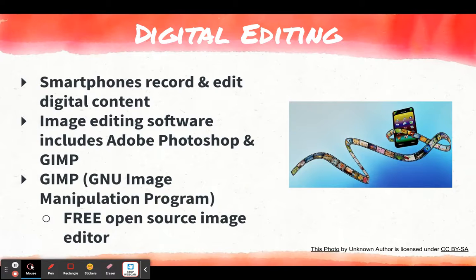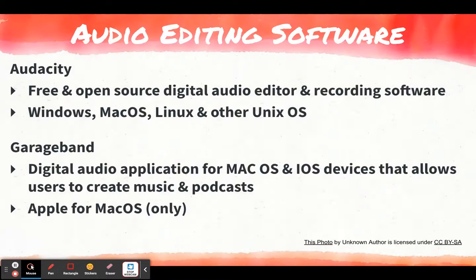You can also do it on smartphones. You can record on smartphones and edit the digital content, but it's a little tough because it's such a small screen. So we have some types of editing software. Adobe Photoshop. Now you notice Adobe is big into this area. And GIMP, which is a free open source image editor. Adobe you have to pay.